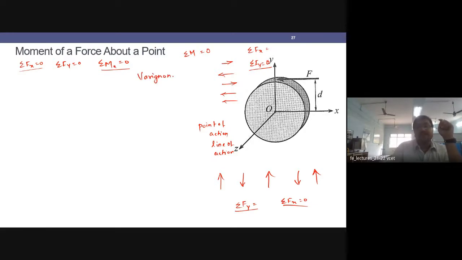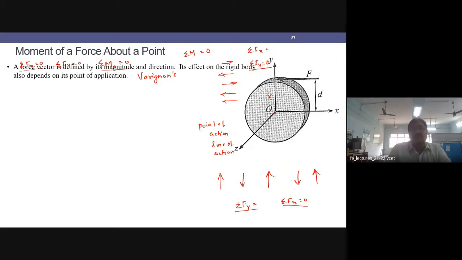We'll be discussing that right now. Before that, what is the moment of a force about a point? Right now I have this circular cylinder with a radius r, and a force F acting at the periphery, around the circumference, at this particular point. Due to this force, along the center, it creates a turning action, a rotational effect.